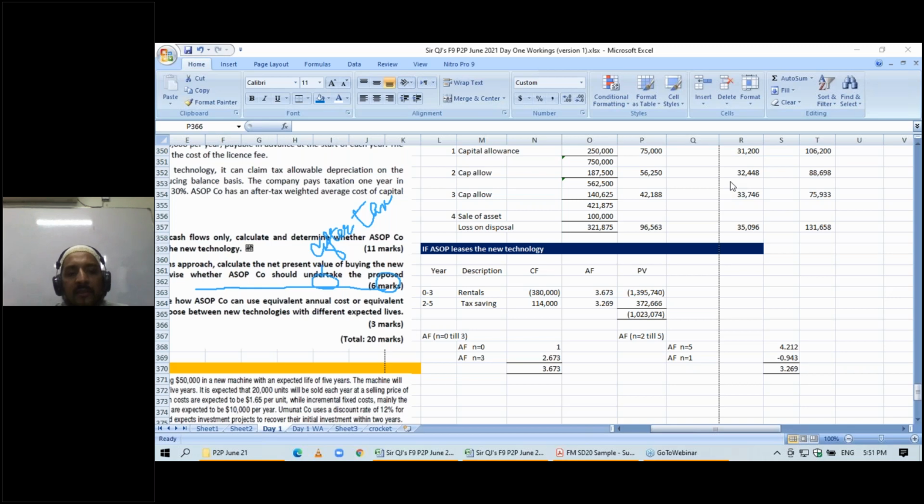Yes, it is written that the license fee of 104,000 is payable by the end of year 1. No, it's not like that. It's payable at the end of year 1. Year 1 means 12 months. If they had said by the end of year 2, then we would have taken it at 24 months. Is it okay, Omar?